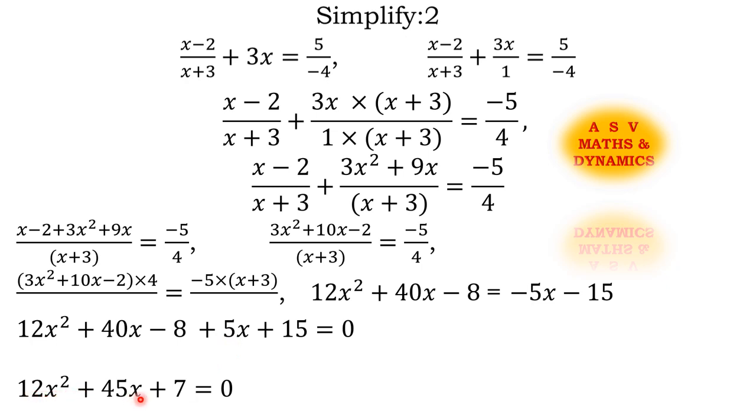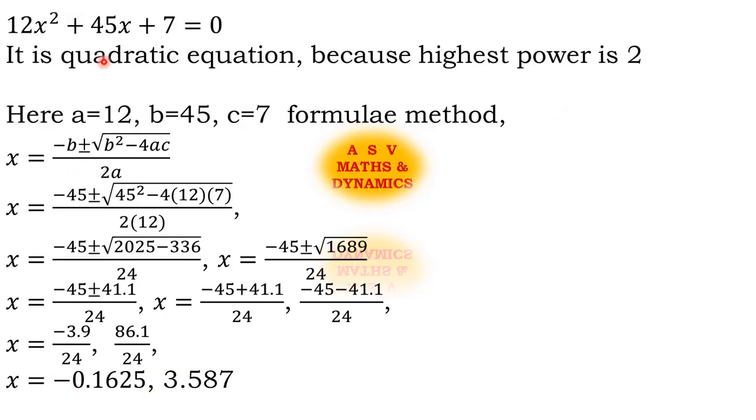12x squared plus 45x plus 7 equal to 0. So this is a quadratic equation. There is the factor method, and another one is the formula method. So now I plan to use the formula method. The formula for solving this quadratic equation is x equal to negative b plus or minus root of b square minus 4ac, all over 2a. Here the x square coefficient is a, the x coefficient is b, the constant is c. So that I am taking.